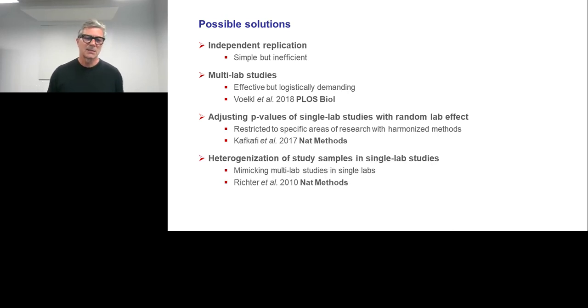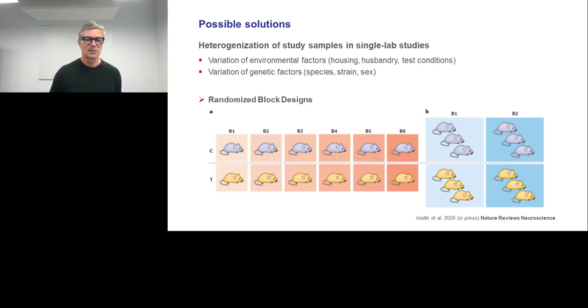And finally, and this is the method that we are working on most, is instead of standardizing study populations, to actively heterogenize them in single lab studies. So instead of running a multi-lab study, to mimic a multi-lab study by producing sub-cohorts within a single study population. This can be different strains of animals that are included, or it can be different housing conditions or different test conditions that are included in a study design.